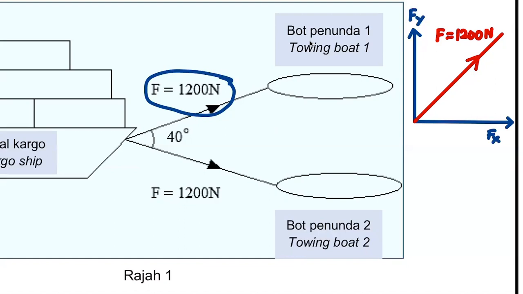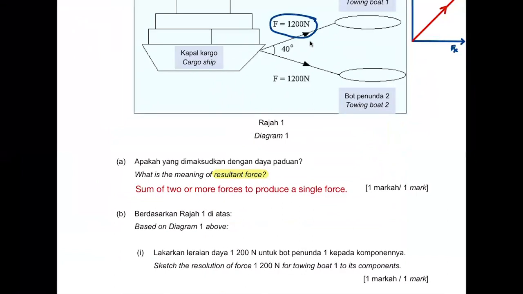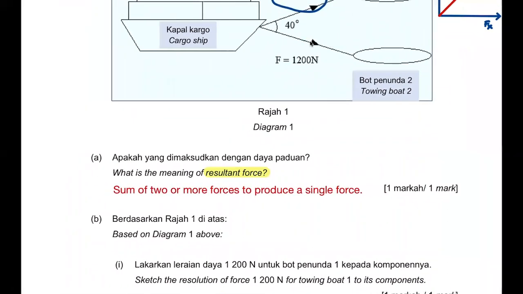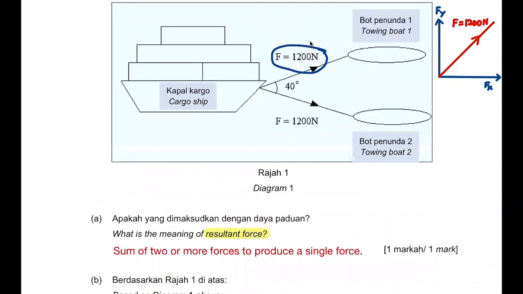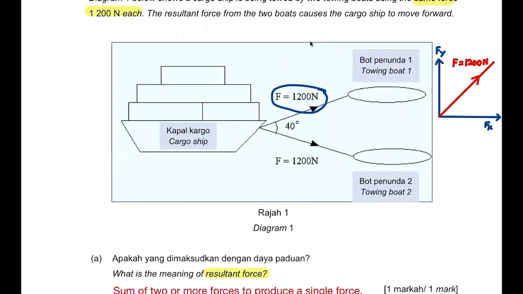Boleh? Because this is only one mark for you to sketch the resolution of forces. So as long as you draw the vertical component, the horizontal component, and the value of F equals to 1,200 newton, then you should get one mark lah. So make sure you show also the direction, the arrow pointing the direction. Okay, next question.